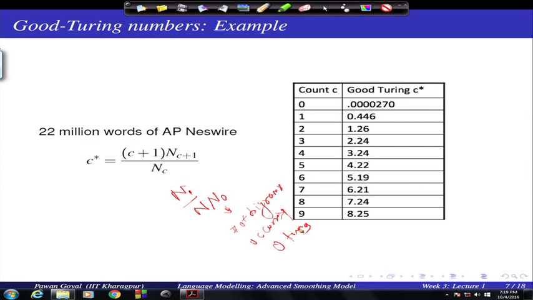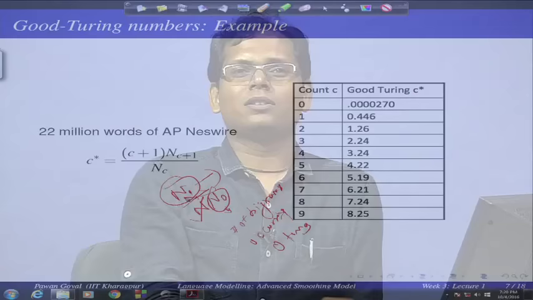What will be the effective count? For the effective count, you remove this N. So it will be N1 divided by N0. Now what is N1? You need to find out how many bigrams occurred once. That you can find from the data. How do you find N0? That is how many bigrams did not occur in my data.